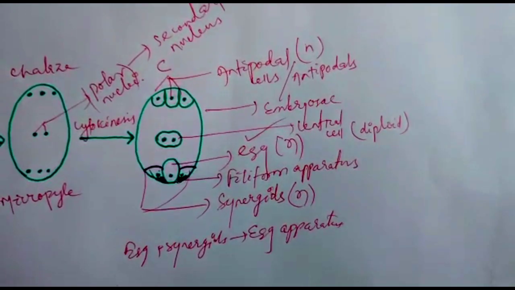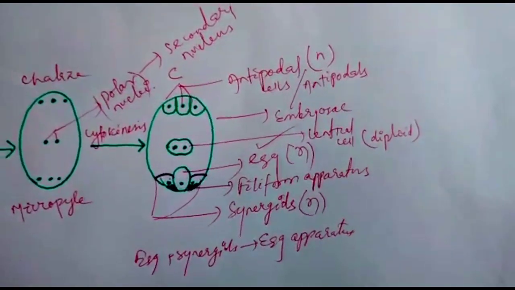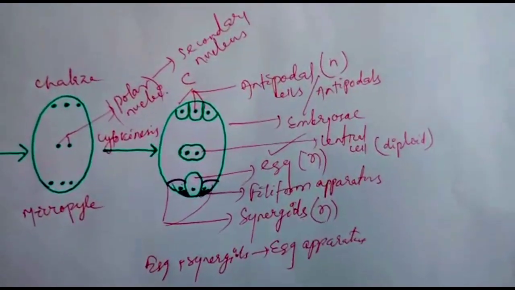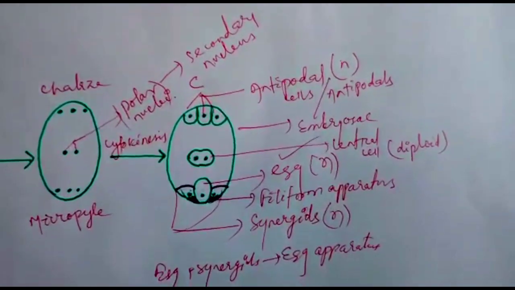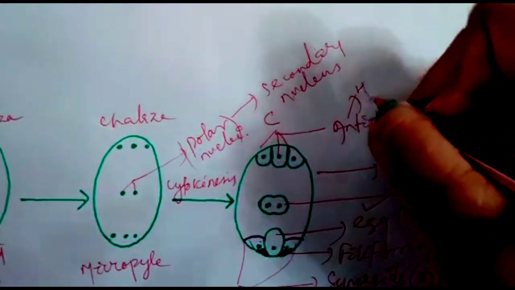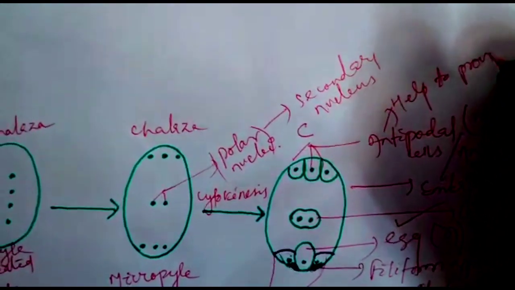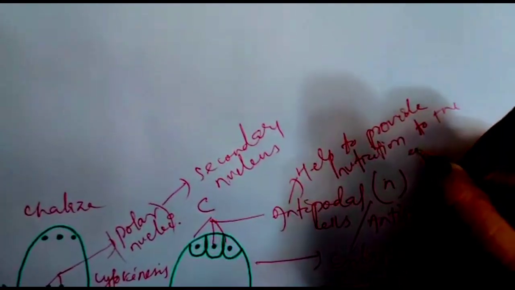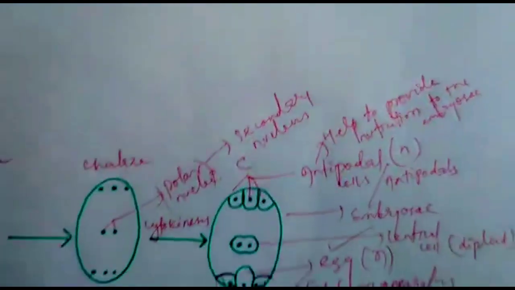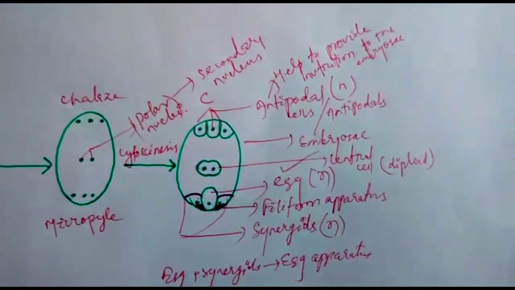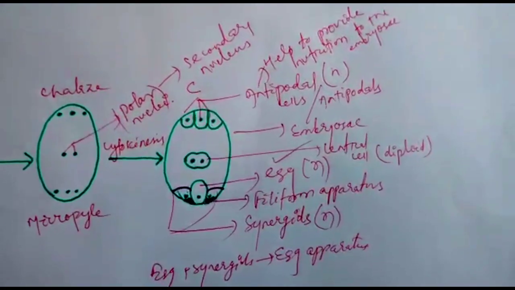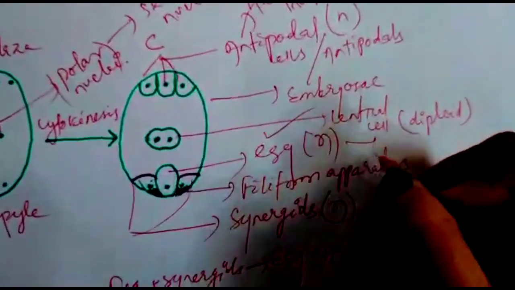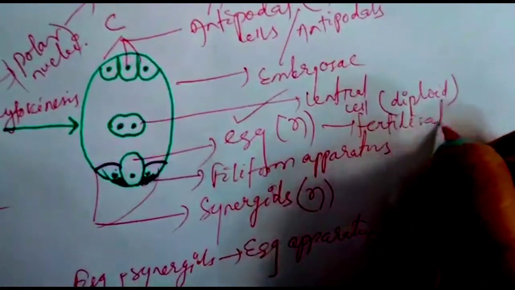Then what are the functions of these cells? The antipodal cells present in the chalazal end of the embryo sac help to provide nutrition to the embryo sac. Then the egg cell is haploid, and this egg cell and the central cell with the diploid secondary nucleus help in the fertilization process.